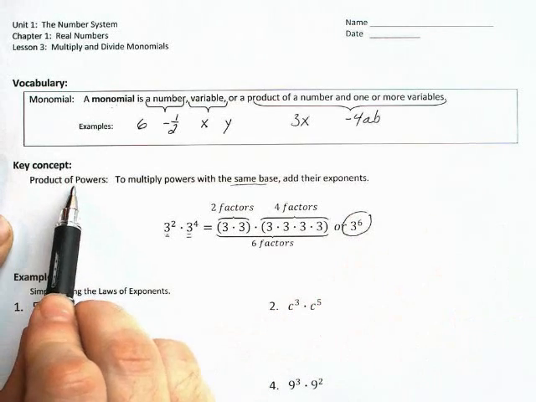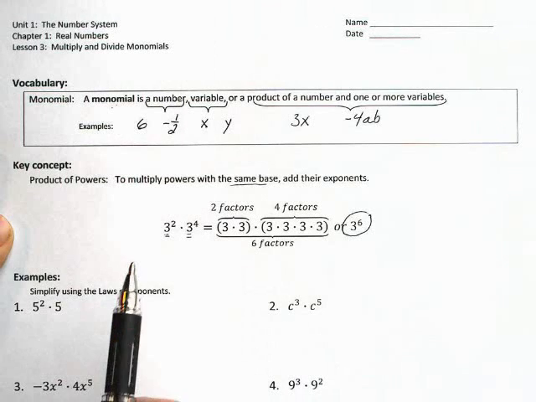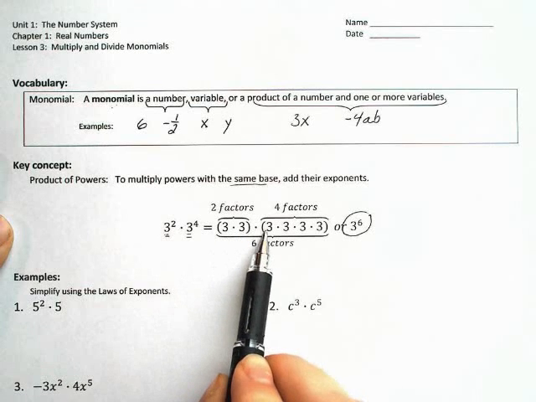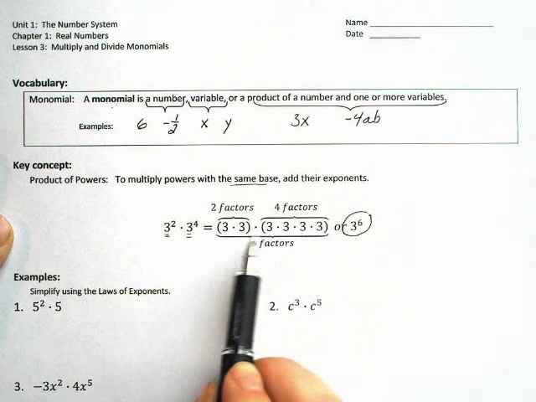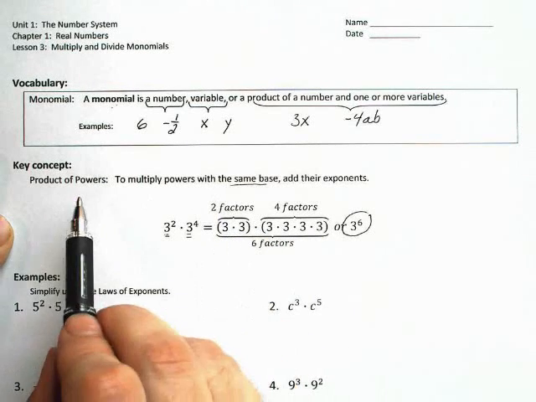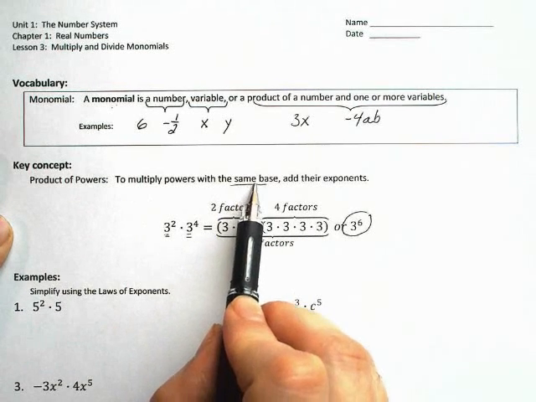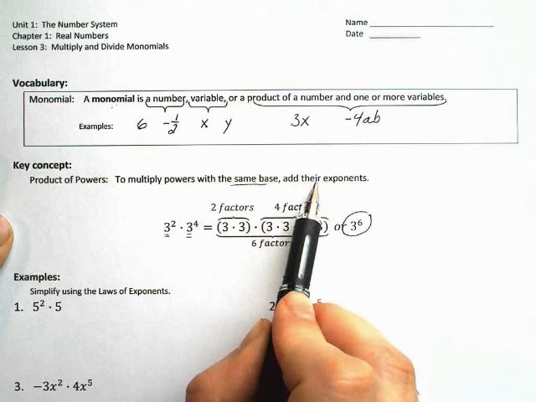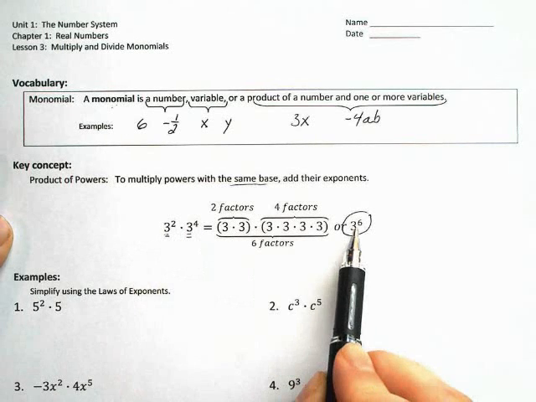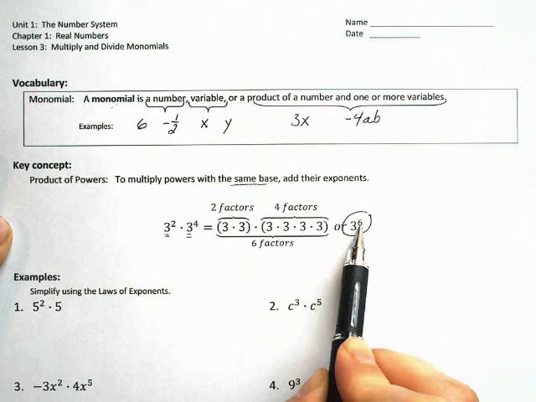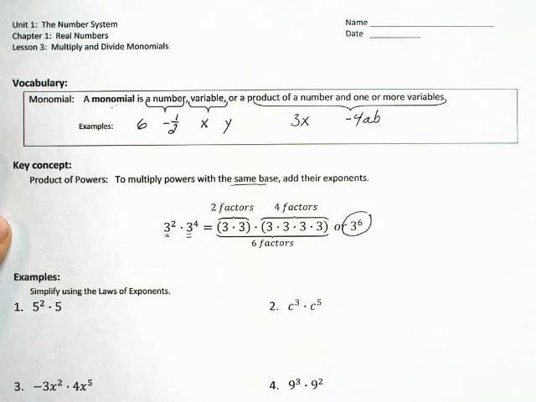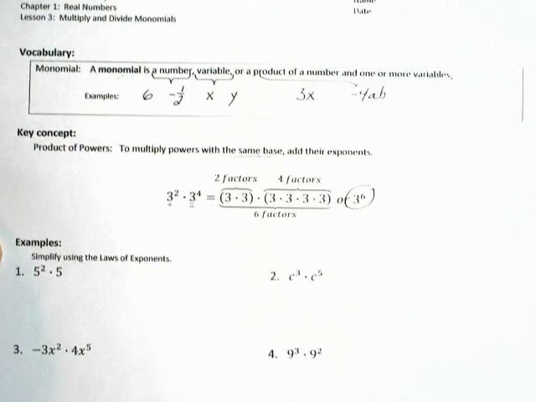Now what the product of powers law is getting at is a quick way to multiply powers without having to take the time to write out the product like this and then add to see how many of the base there is. The product of powers says as long as the powers have the same base, you can add the exponents. 2 plus 4 is an exponent of 6. So that's a very fast way to simplify a product of powers. Okay? Now there's some examples.